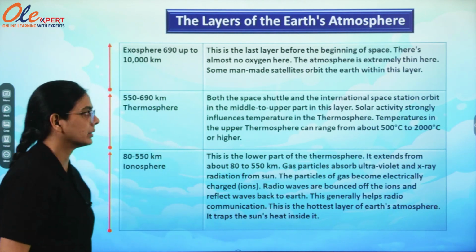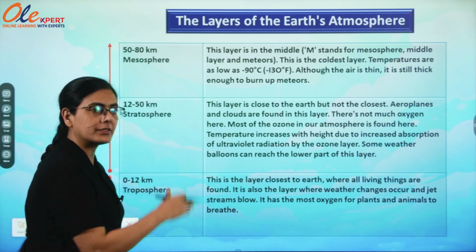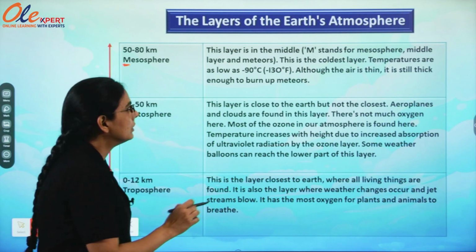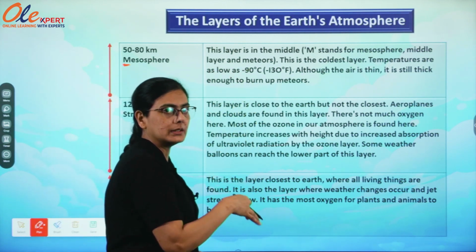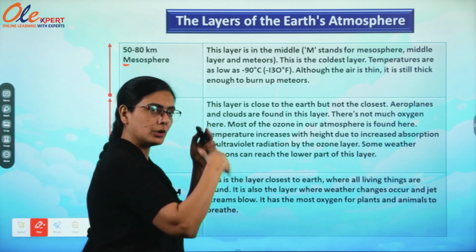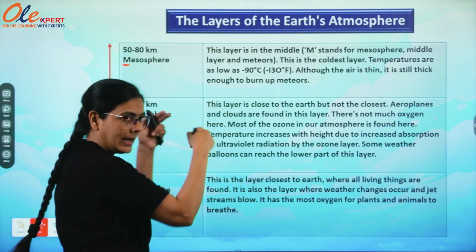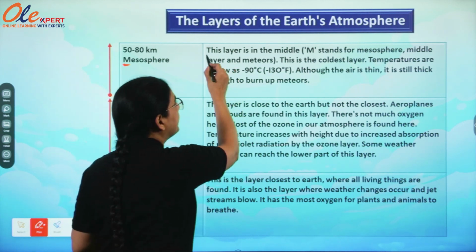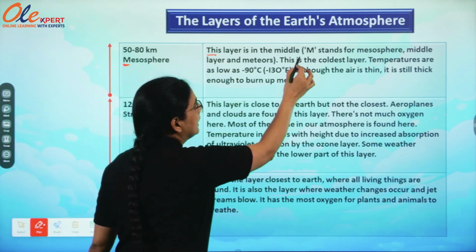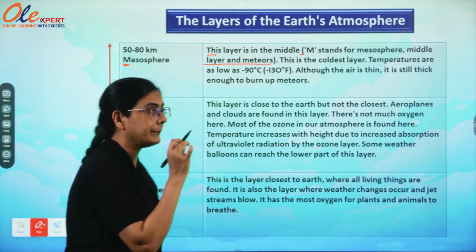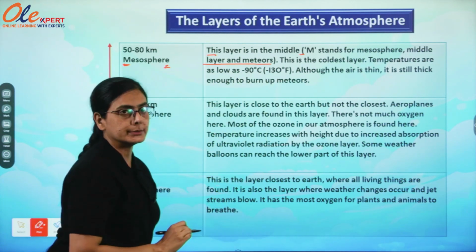Fine. So, three layers we have seen: the exosphere, then the thermosphere, and below that, the lower part of the thermosphere, the ionosphere. Coming to the next layer, that one is the mesosphere. Mesosphere means it stands in the middle. Rays come to the exosphere, then the thermosphere, then the ionosphere, then the mesosphere. That means it is the middle layer. M stands for mesosphere, middle layer, or meteors.